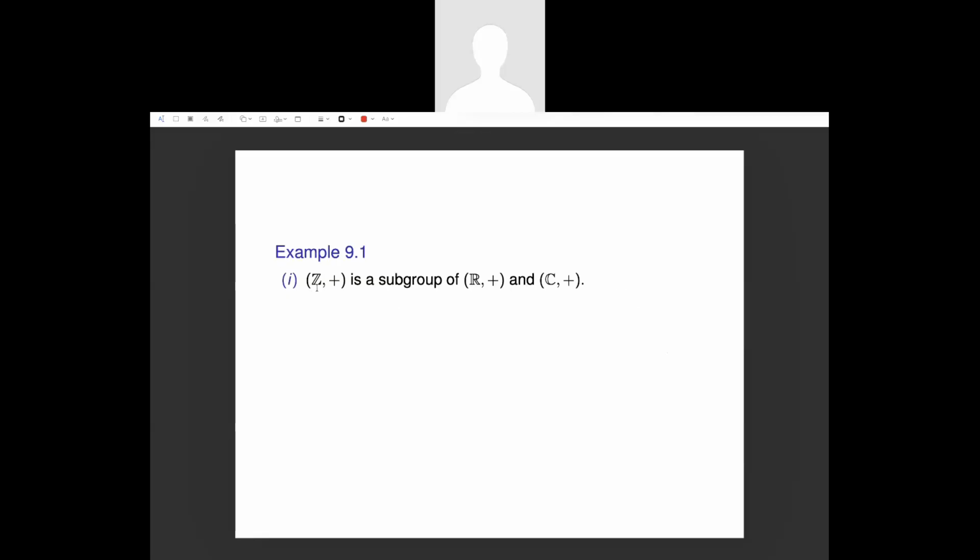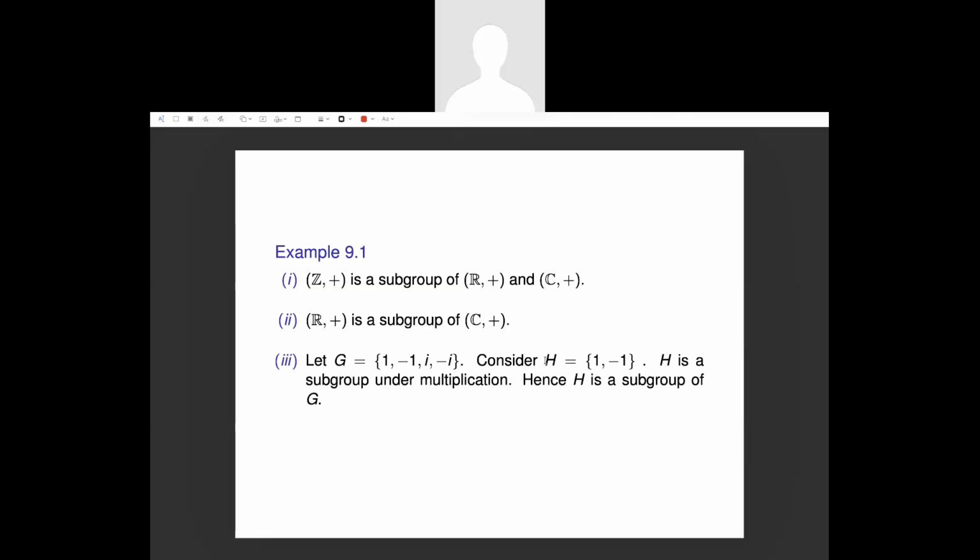For example, the set of integers is a subgroup of the set of real numbers and complex numbers under the binary operation addition. R is a subgroup of C because R is a subset of C, and under addition R forms a group, so this is a subgroup of C under addition.